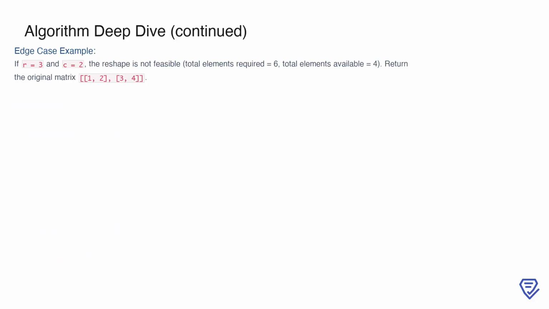Now let's consider an edge case where reshaping is not feasible. If the input matrix is still [[1, 2], [3, 4]], but the desired dimensions are R equals 3 and C equals 2, the reshape operation cannot be performed. This is because the total elements available in the input matrix are 2*2 equals 4, while the total elements required for the reshaped matrix are 3*2 equals 6. Since 4 is not equal to 6, reshaping is not possible. In this scenario, the algorithm simply returns the original matrix, [[1, 2], [3, 4]], without any modifications. This ensures that the algorithm handles invalid reshaping requests gracefully and predictably.